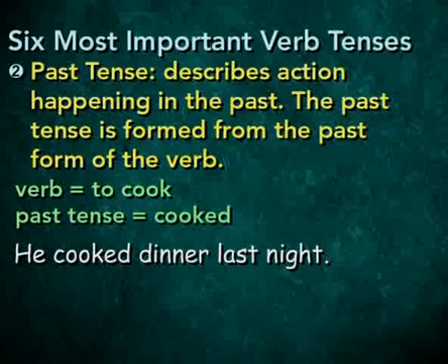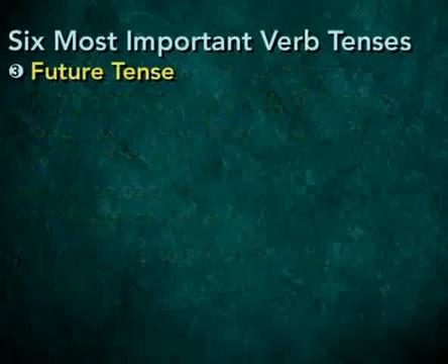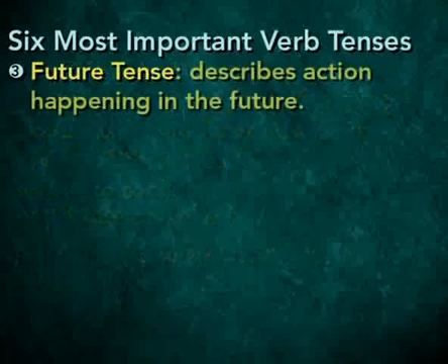We're describing now something that happened in the past, not now, but at a time sometime before now, namely last night. So we would use the past form of the verb ending in ed. The third tense is the future tense. The future tense describes action happening in the future.